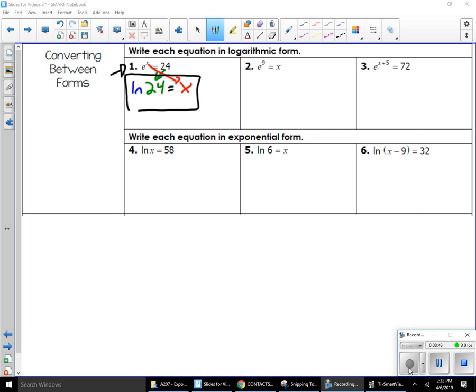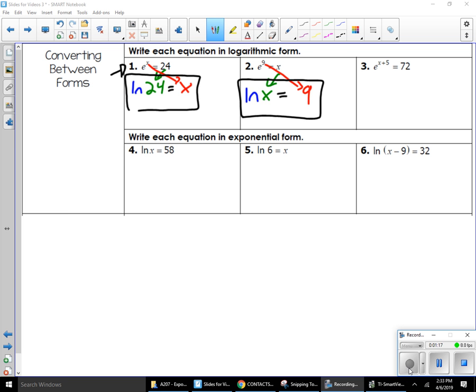We can do the same thing if it's a number. So the second example, we have e to the 9. Well, if e is the base of the exponential, then it's also the base of the logarithm. So a log base e is a natural log. The x comes over to be an input, and that 9 is now an output. So the same thing we did with regular logarithms, log base 2, log base 10, log base 18, we can do with natural logs as well.